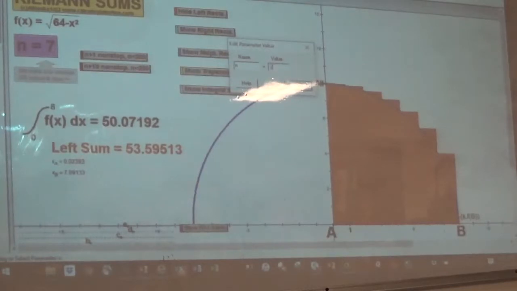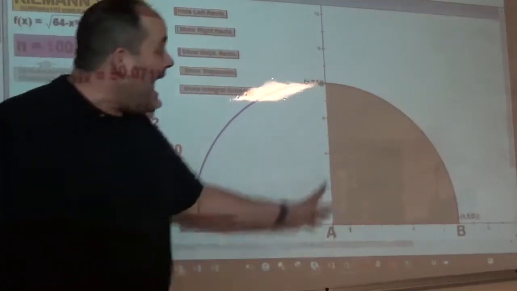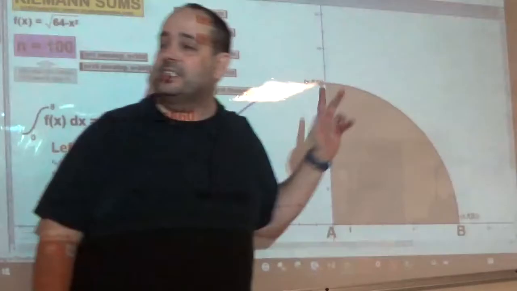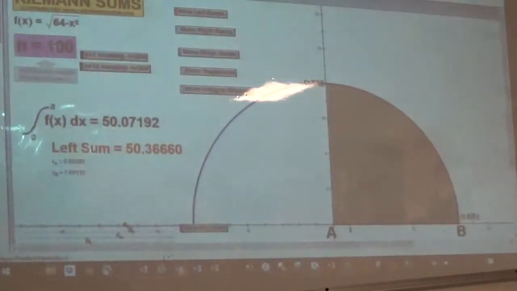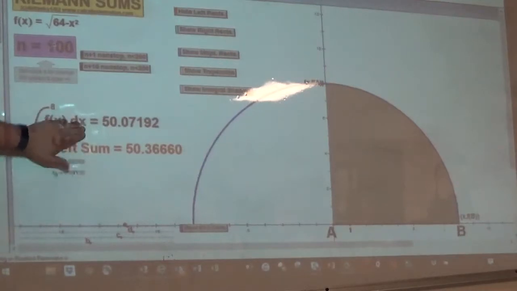Double click, let's see what happens. 100 rectangles. Wow, look at that. So many rectangles, I can't even see the error anymore. But is there error? Yes. Right, we know because we're looking at this.